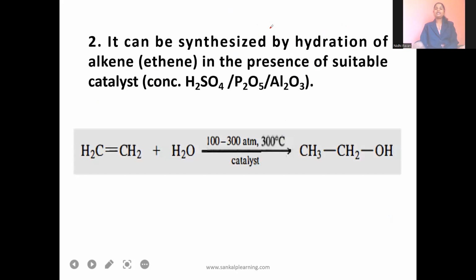The next one is that it can be synthesized. It can be produced by hydration of alkene. Hydration means addition of water. Reaction with water is called hydration. With ethene, that has a double bond, at a temperature of 300 degrees Celsius in presence of a catalyst like sulfuric acid, phosphoric acid, aluminium oxide, phosphorus oxide, like that. So we will get ethanol when hydration of alkene occurs in presence of catalyst and at the required temperature and pressure.